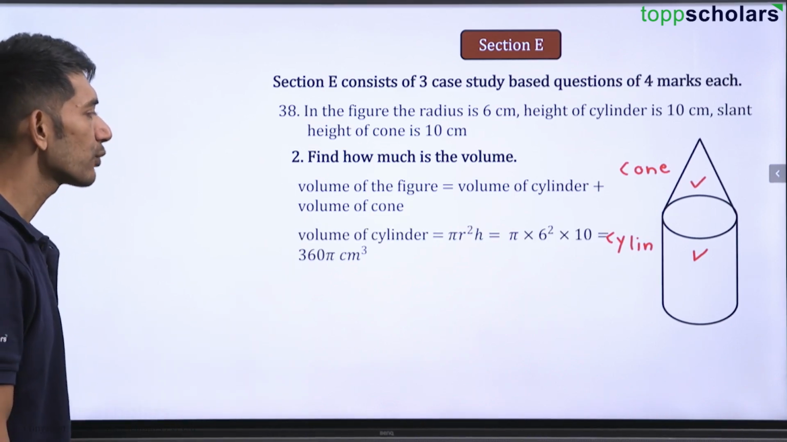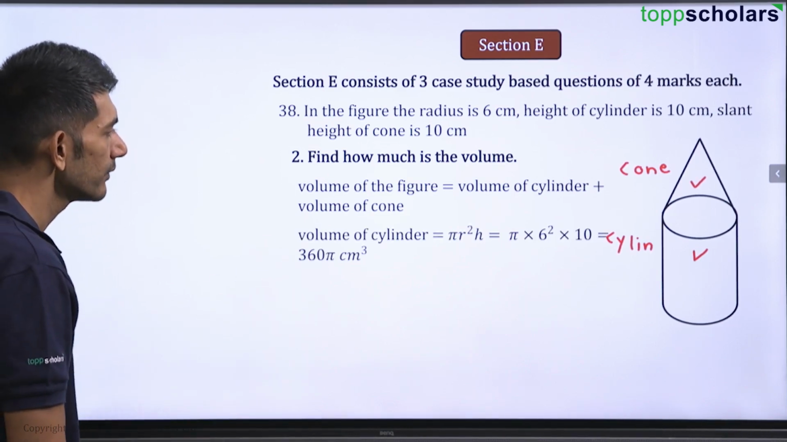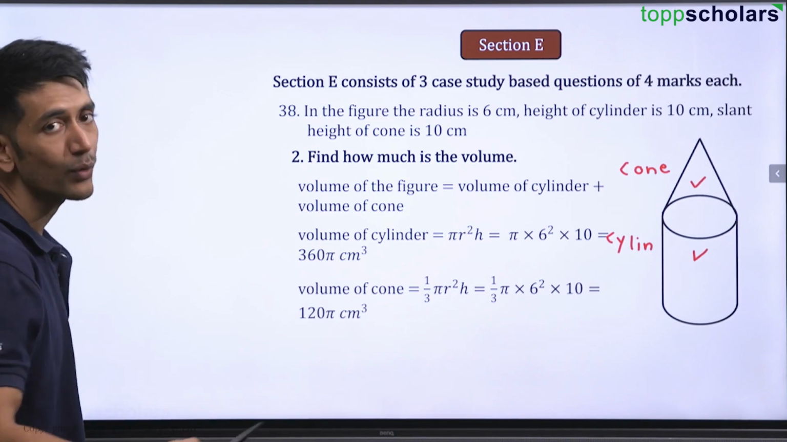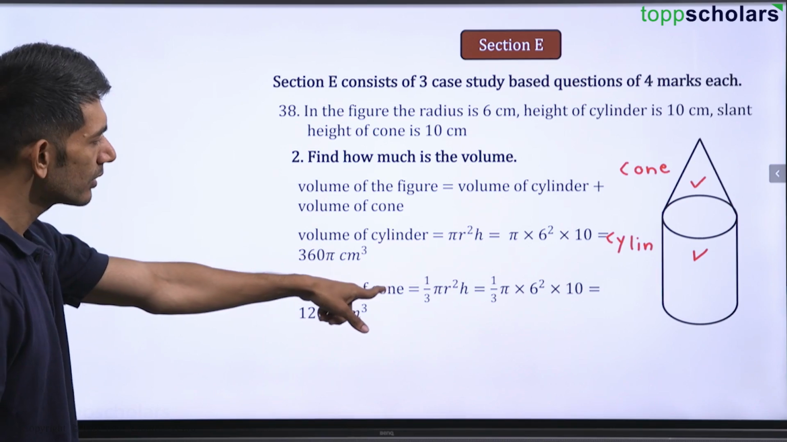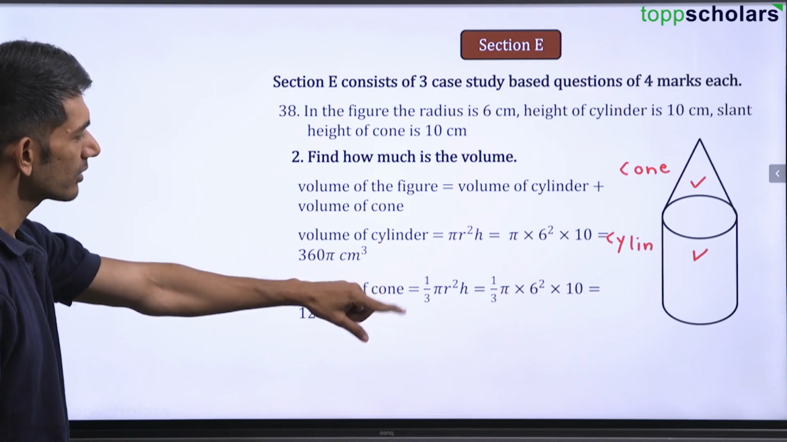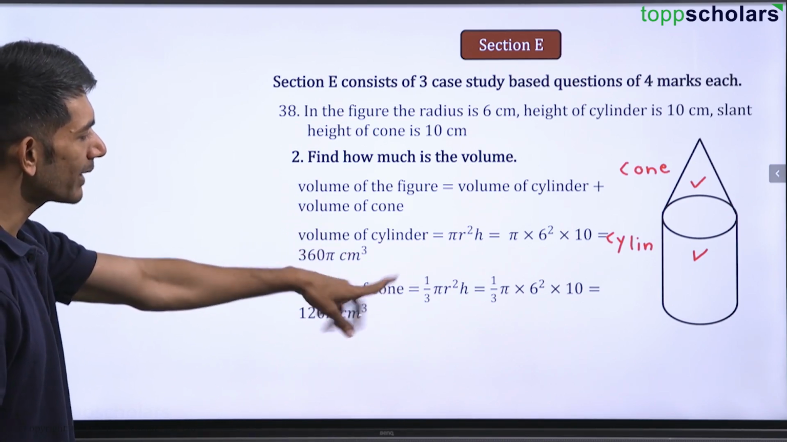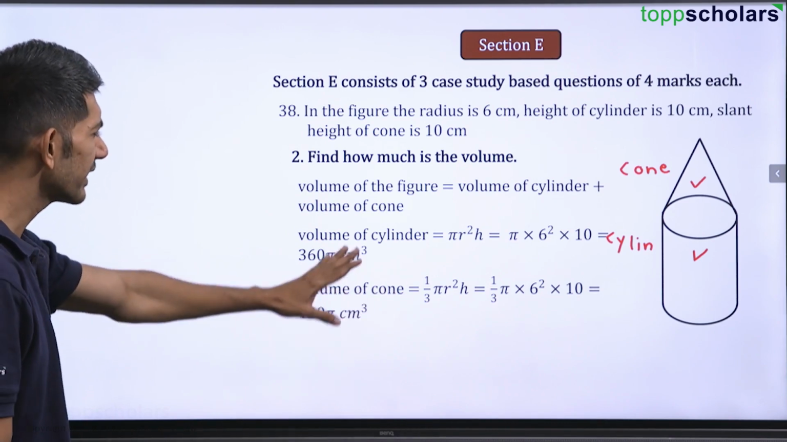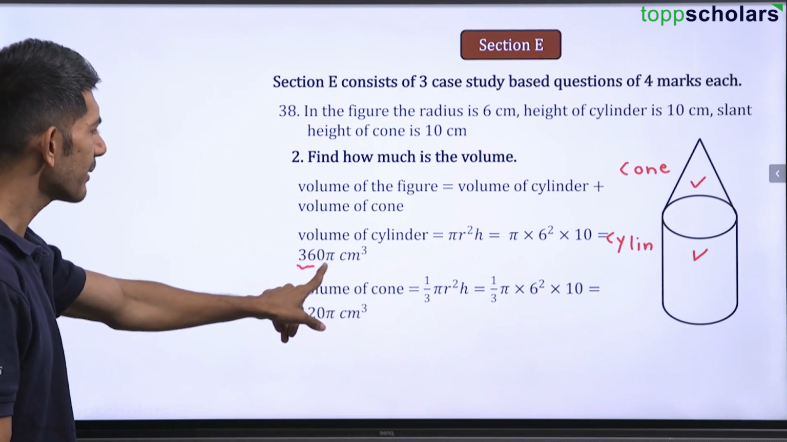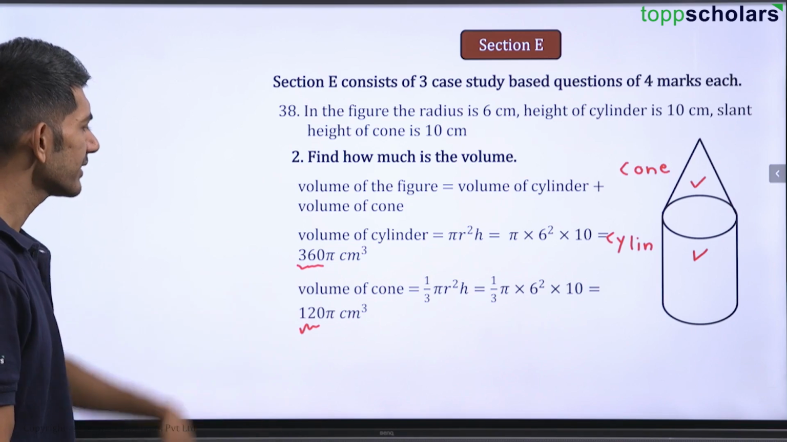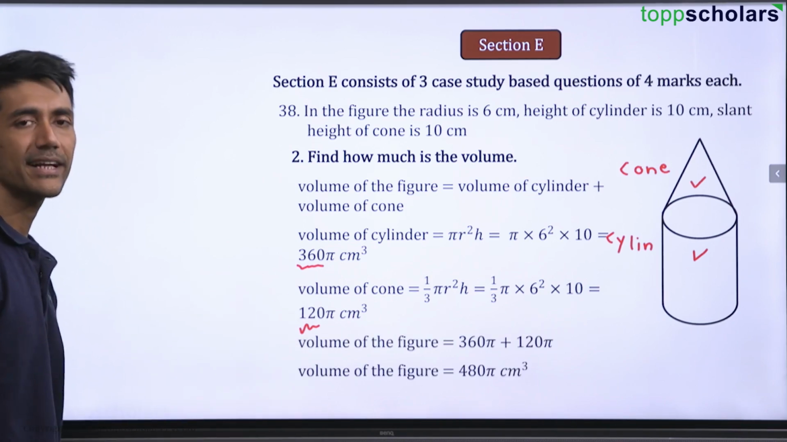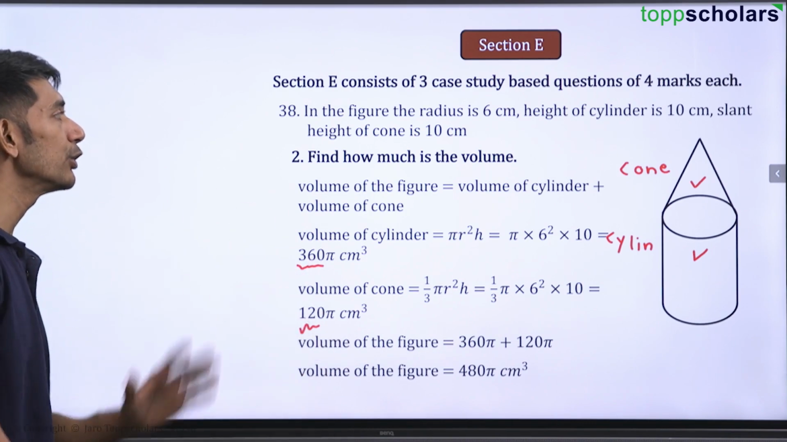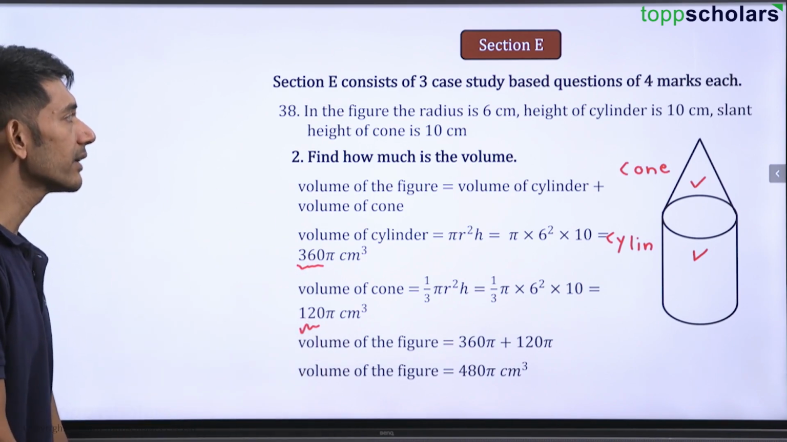So we get pi r square h, that is the volume of cylinder. Then volume of cone is 1 by 3 pi r square h. We could have done it easily: pi r square h plus 1 by 3 pi r square h, then take pi r square h common and then 1 by 3 plus 1. But that's fine. Even if you solve it separately, you'll get the same answer. So 360 plus 120, and that is going to give you 480 pi centimeter cube. That is the volume of the entire figure.